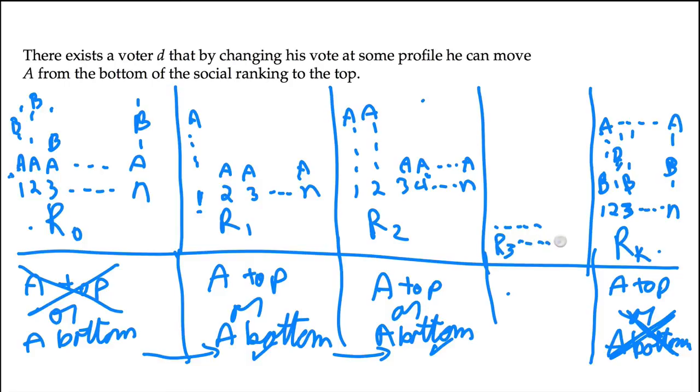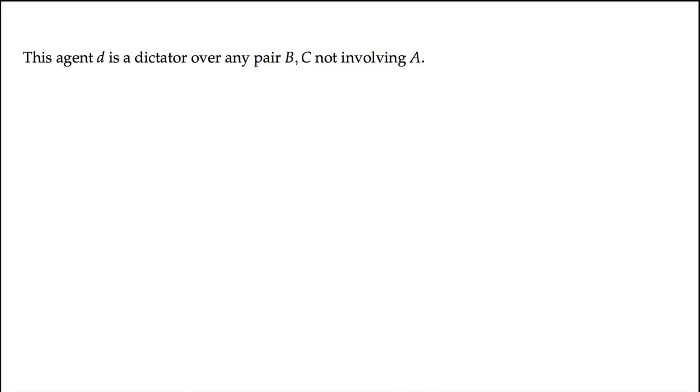At some point, we know that society has to move A from the very bottom to the very top. And the voter D that caused that move is the voter D that we're looking for. So now we need to show that this agent D is in fact a dictator over any pair of alternatives B and C that does not involve A.